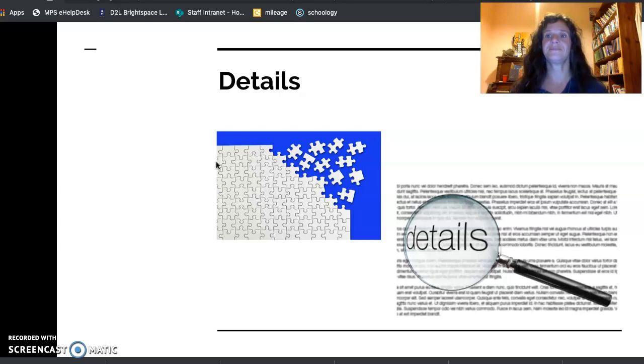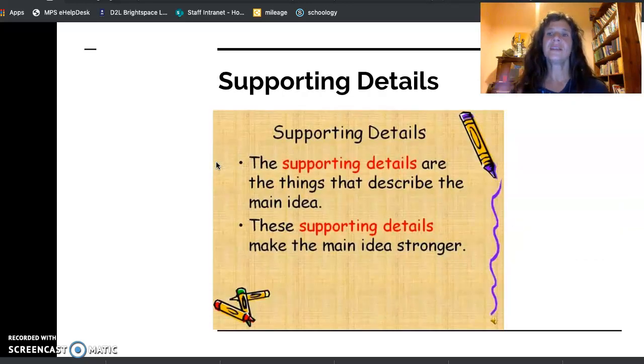Piece of the puzzle. I have brown eyes. Angel has a red shirt. Cherish has new shoes. Looking good. All right, those are all details. Absolutely. So let's start thinking about supporting details in a story. So things that describe or make an idea stronger, those are the supporting details, right?